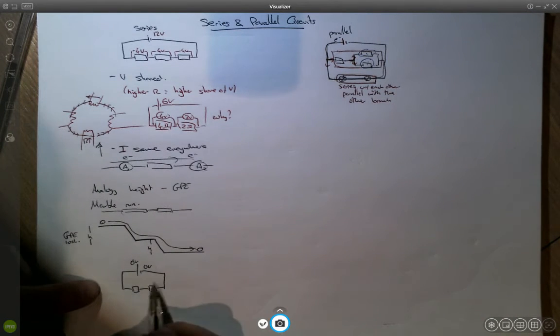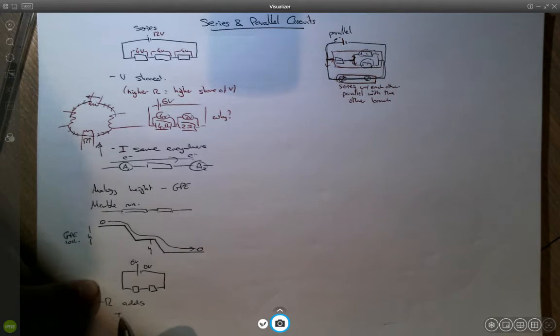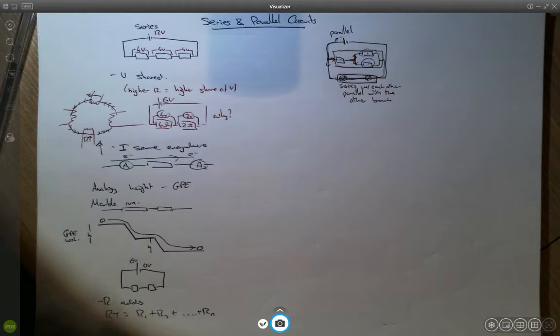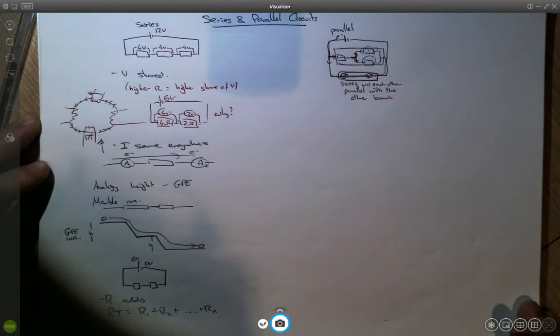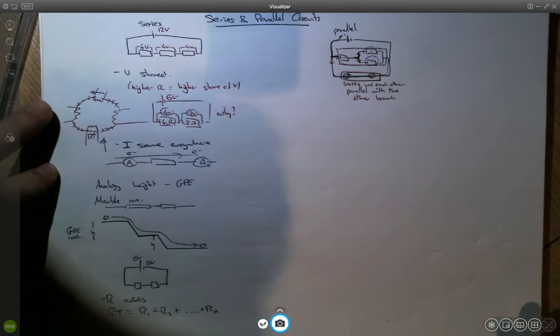So this can also lead us to the idea that resistance adds. If we want the total resistance in series, it's the sum of the first resistor plus the second resistor plus however many resistors you have. If we want to measure current, we measure it in series.